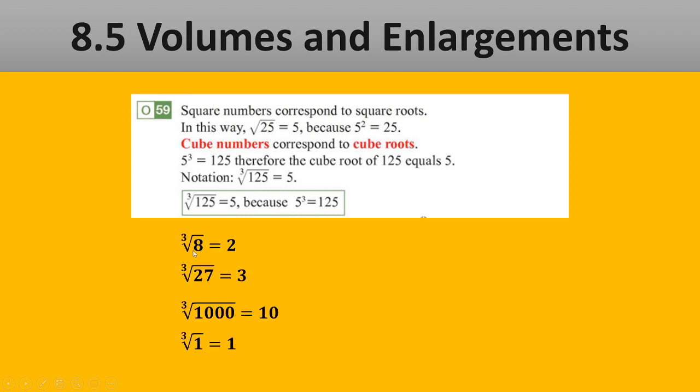A few extra examples. The cube root of 8 is 2 because 2 times 2 times 2 is 8. The cube root of 27 is 3 because 3 to the third power is 27. The cube root of 1000 is 10 because 10 times 10 times 10, or 10 to the third power, is 1000. And the cube root of 1 is still 1 because 1 times 1 times 1 is 1. Okay, so this is how cube roots work. Please do exercise 59 because that one introduces you to this stuff and lets you practice with it as well.